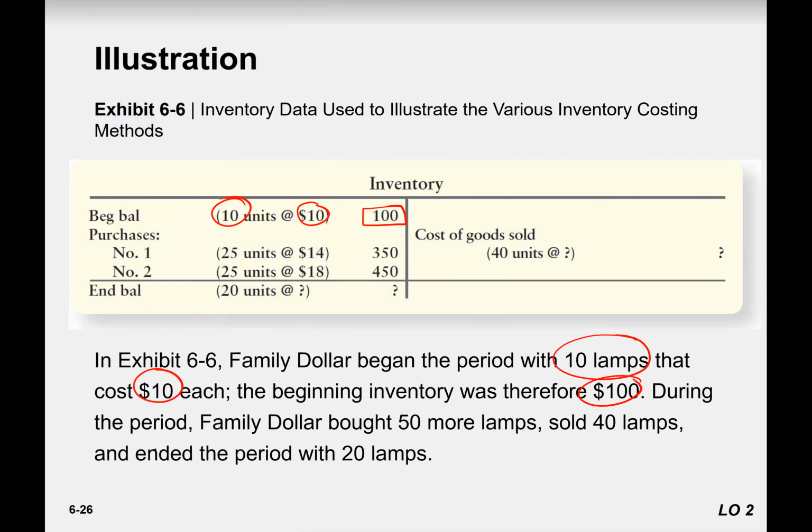So during the period, the Family Dollar bought 50 more lamps, 25 and 25, right? And they bought at different prices. When they ordered 25 lamps, they received the cost as 14. After that, the cost increased. They made another purchase of 25 units and received the cost of 18, right? So they sold only 40 units. Can you calculate the average cost?